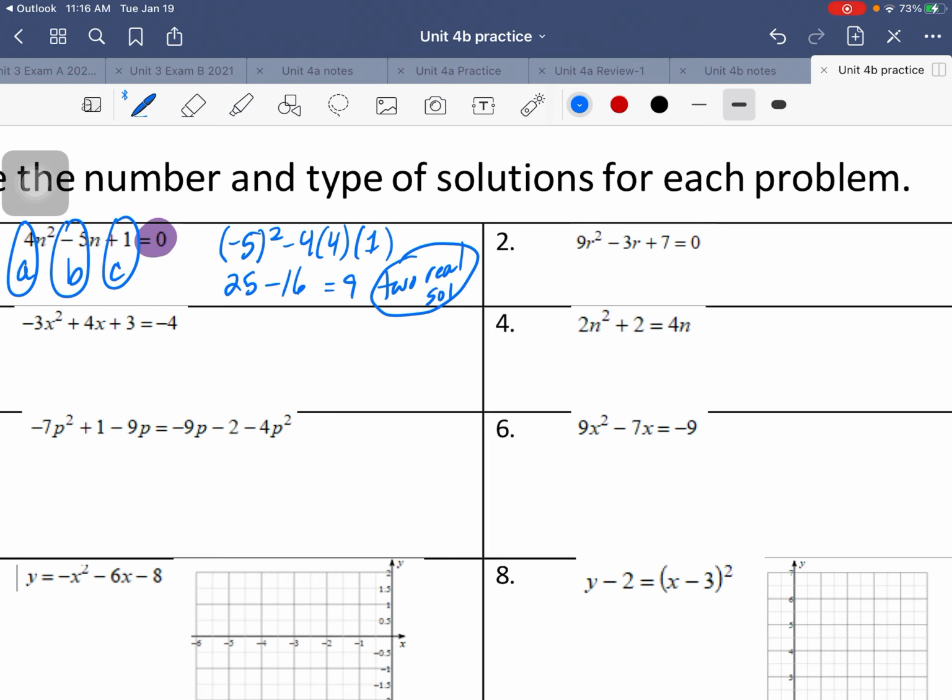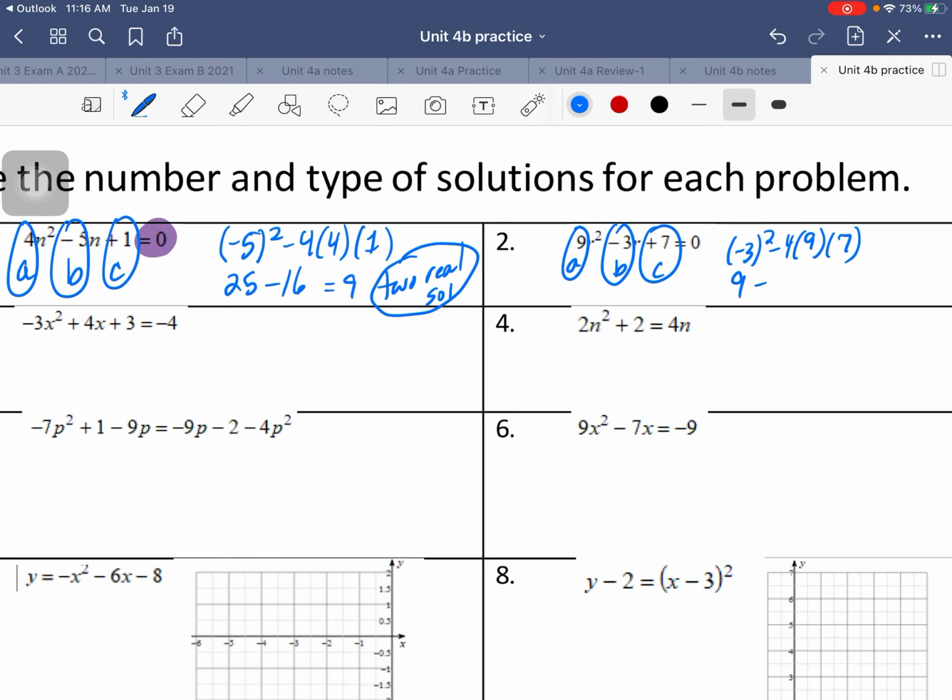Number 2, and I'll do the graphs after. Number 2, we again see standard form, it equals 0, so A is 9, B is -3, and C is the constant. And so we have b squared, so -3 squared, minus 4 times 9 times 7. Ooh, that's a big number. -3 squared is 9. 4 times 9 times 7.